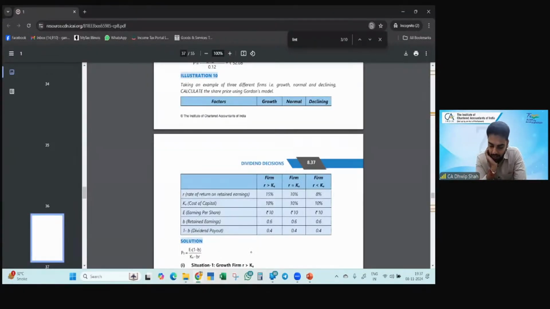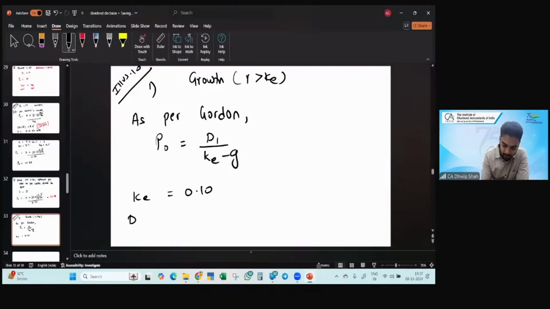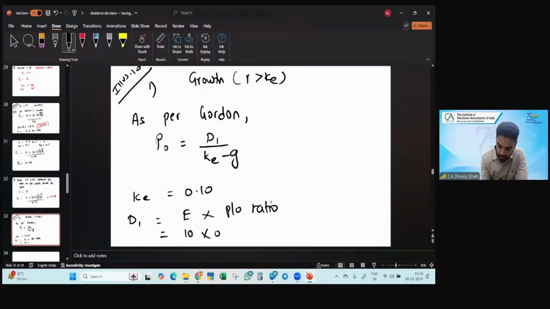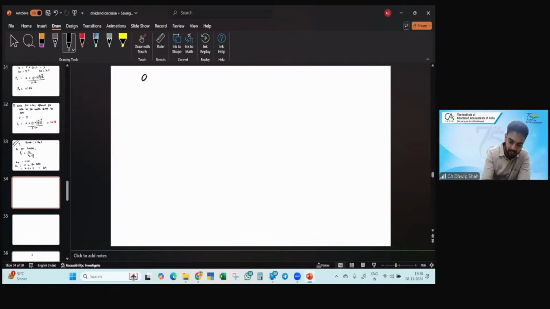Then they have not given dividend, but they have given earnings and dividend payout ratio. So we can easily calculate dividend. Expected dividend is nothing but E multiplied by payout ratio. Earnings is given in the question. It is 10. And dividend payout ratio is 0.4. And it comes to rupees 4. So D1 is done. KE is done. Now our task is to calculate G.